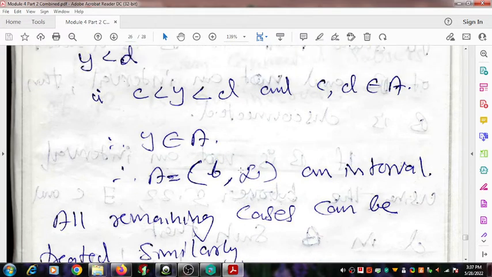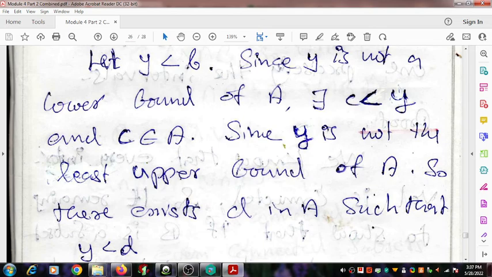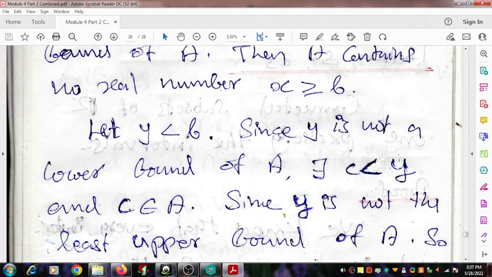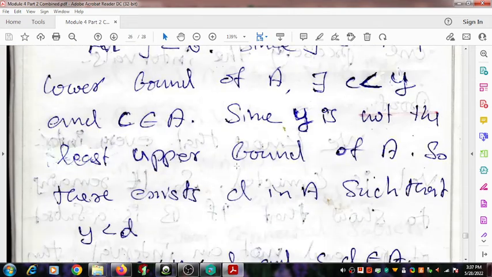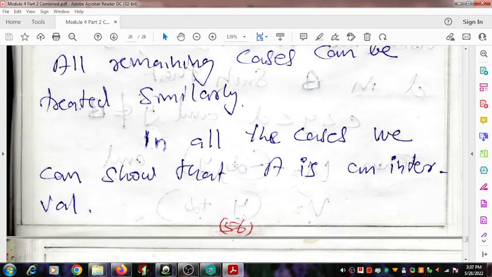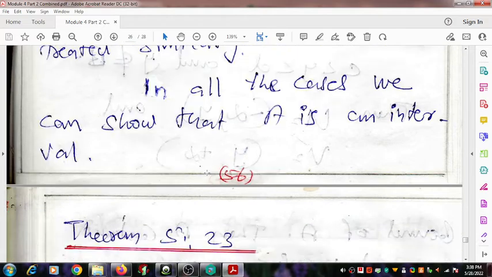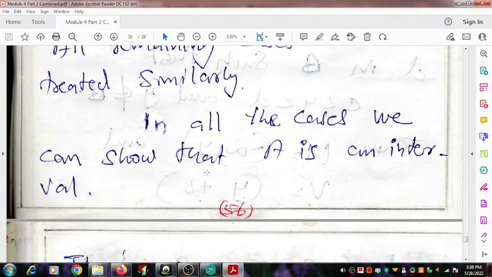Thus in all the cases that we have seen, we finally got that A is an interval. So by extending these steps of the proof in a similar fashion, we can show that in all the remaining cases also A is an interval. Thus we can conclude the proof.